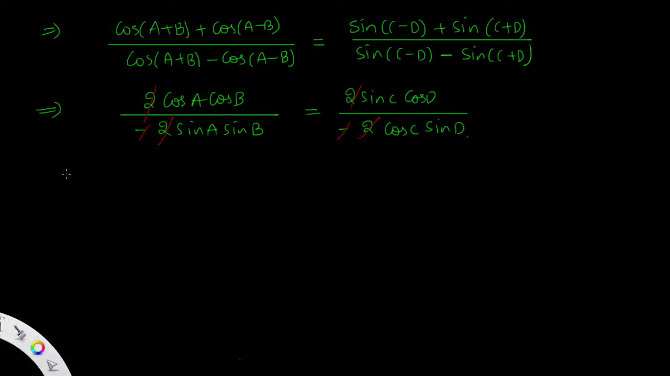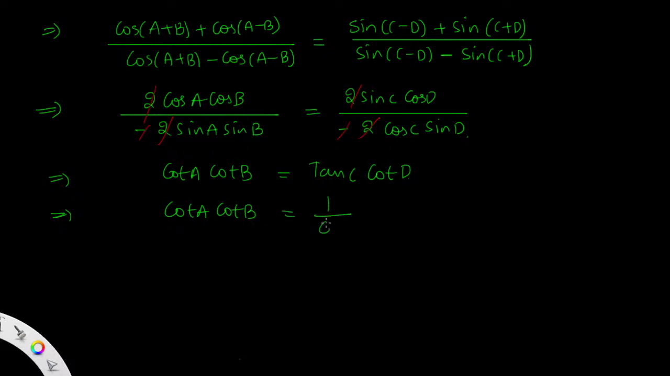The value goes to cos A by sin A, which is cot A; cos B by sin B, which is cot B; equal to sin C by cos C, which is tan C; and cos C by sin D is cot D. So tan C can be written as 1 by cot C, giving cot A cot B equal to 1 by (cot C into cot D). Now cross multiply, therefore cot A cot B cot C is equal to cot D. That's all. This is the answer.